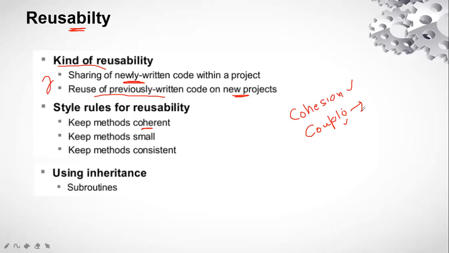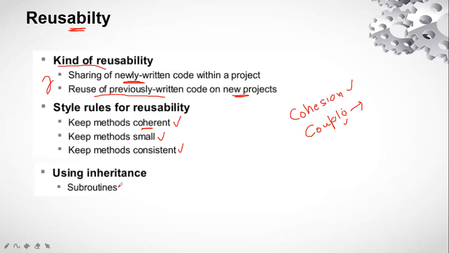Why? Because a module is bound together with all its elements. So there should be good cohesion within a single module. So we have to keep the methods coherent. They should be bound together. The methods should be small, they should not be very large. And lastly, we should keep the methods consistent. Consistent, we all know, means we should make it the same way, right? The same pattern and same names should be given to the modules, the same features should be there, etc.